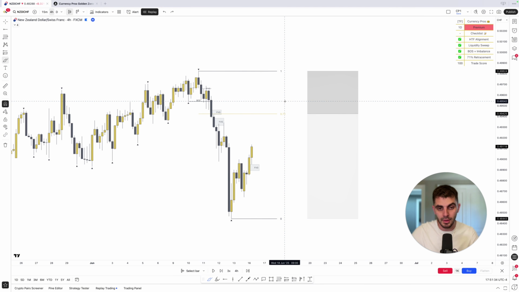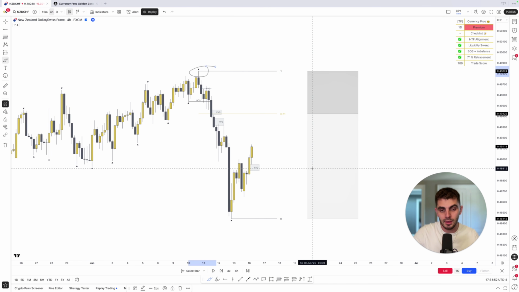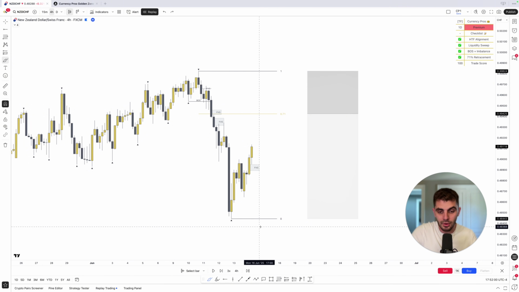So what do I mean by that exactly? Well, taking a look at this short position tool here on TradingView, you can see that I like to have my entry price at my retracement level, which I've chosen as 71%. I then like to drag my stop loss to the high of the Fibonacci and put my take profit at the low of the Fibonacci. Now, thankfully, another amazing feature of the Currency Pros indicator on TradingView is that it automatically prints these Fibonacci ranges for you, so you literally don't have to think about it.